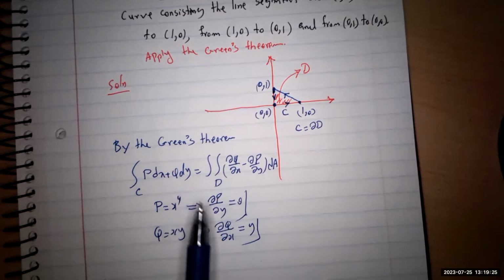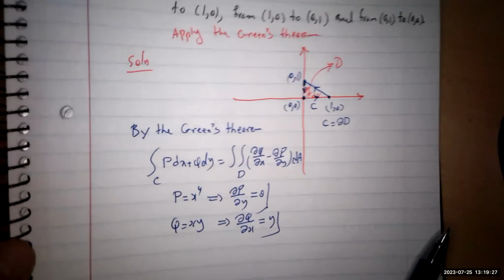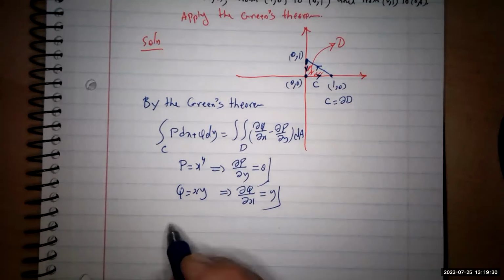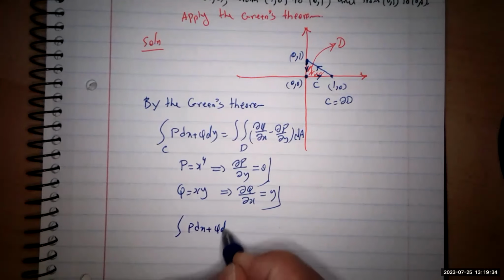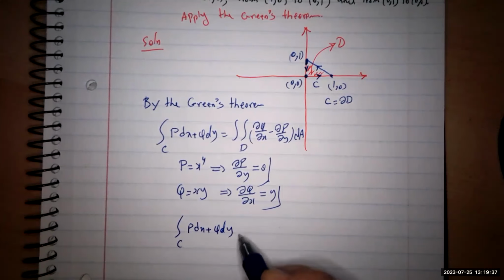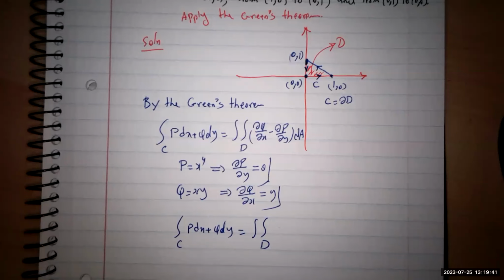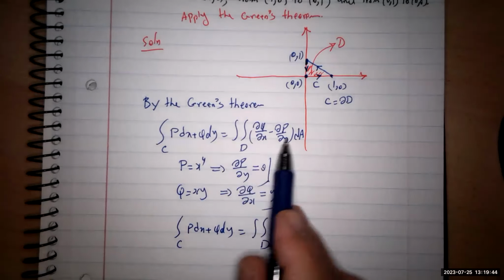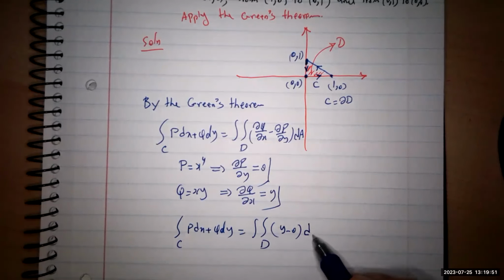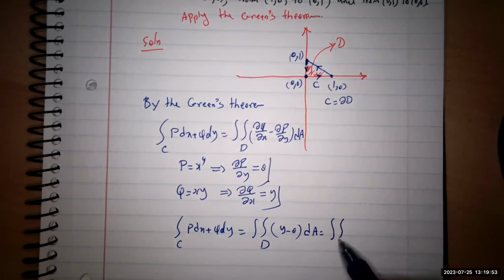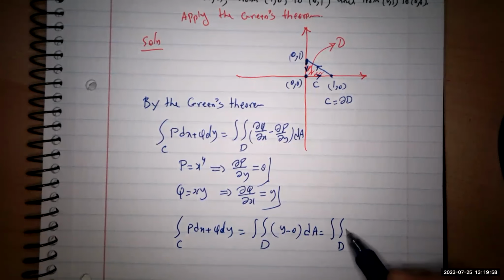Okay, so our integral now would end up with this double integral. The integral of P dx plus Q dy on C would be the double integral on D, which is a rectangle. And the difference between these two is going to be y minus 0, y minus 0 dA. So it's going to be the double integral over the rectangle. And the function is simply what? Simply y dA.